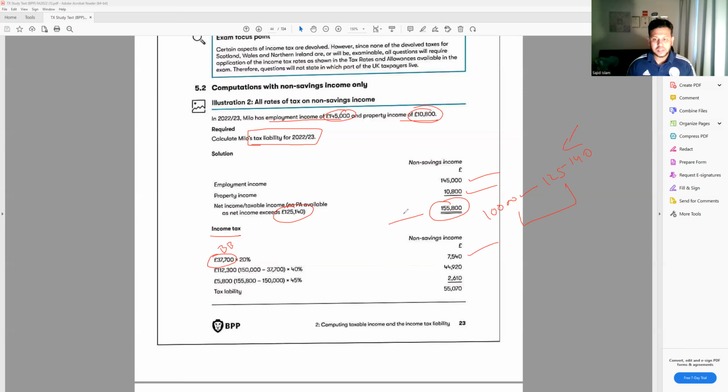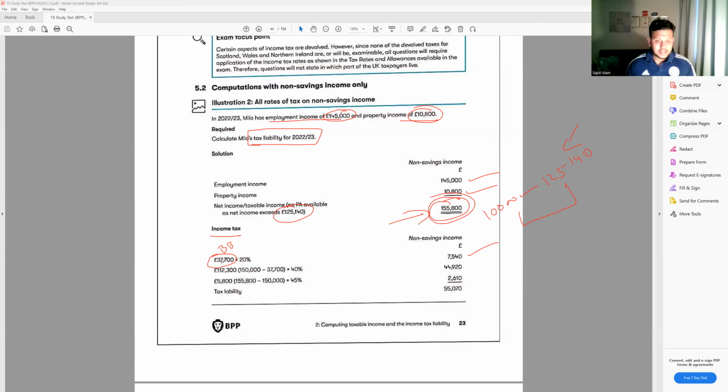So my total income is 155,800, so I am an additional rate taxpayer. Up to 37,700, I'm a basic rate taxpayer. From 37,700 to 150,000, I'm a higher rate taxpayer. If I earn more than 150,000 a year, I'm an additional rate taxpayer. So here my earnings is 155,800. That means I'm an additional rate taxpayer.